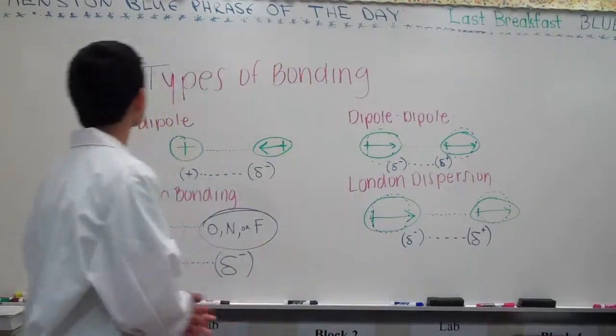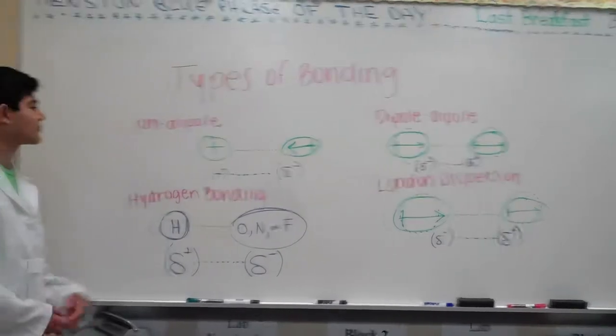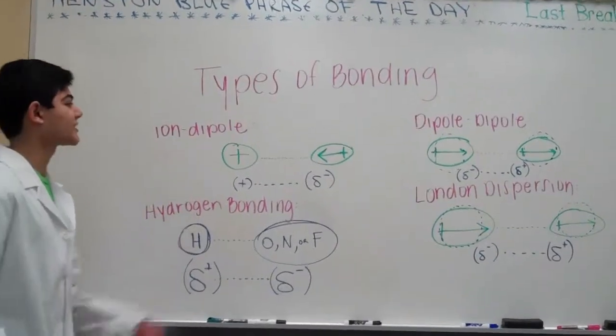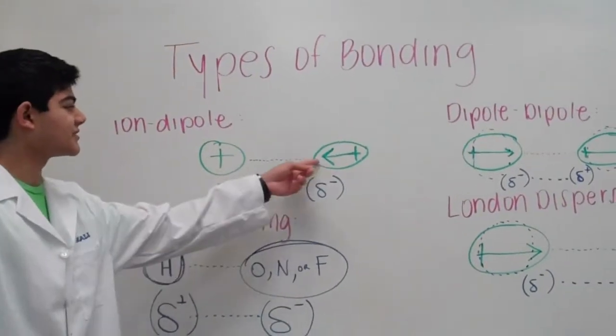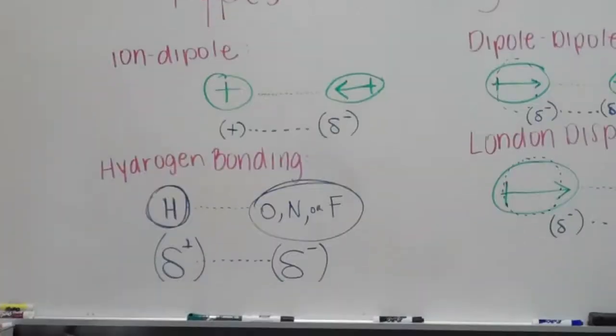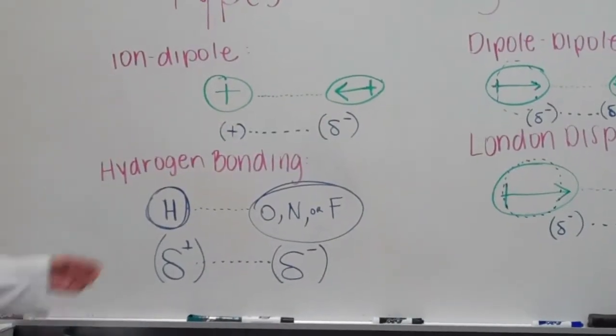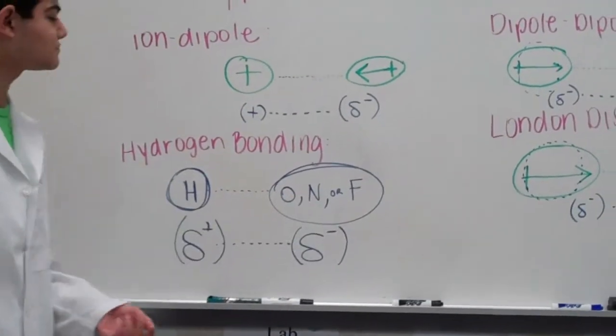So here are some examples of types of bonding. Here's ion-dipole, where it shows a positive ion attracting to a dipole. You can see by the charges right here, this is the negative end attracting to the positive. There's hydrogen bonding, which I talked about as the second strongest. Hydrogen only attracts to oxygen, nitrogen, or fluorine.